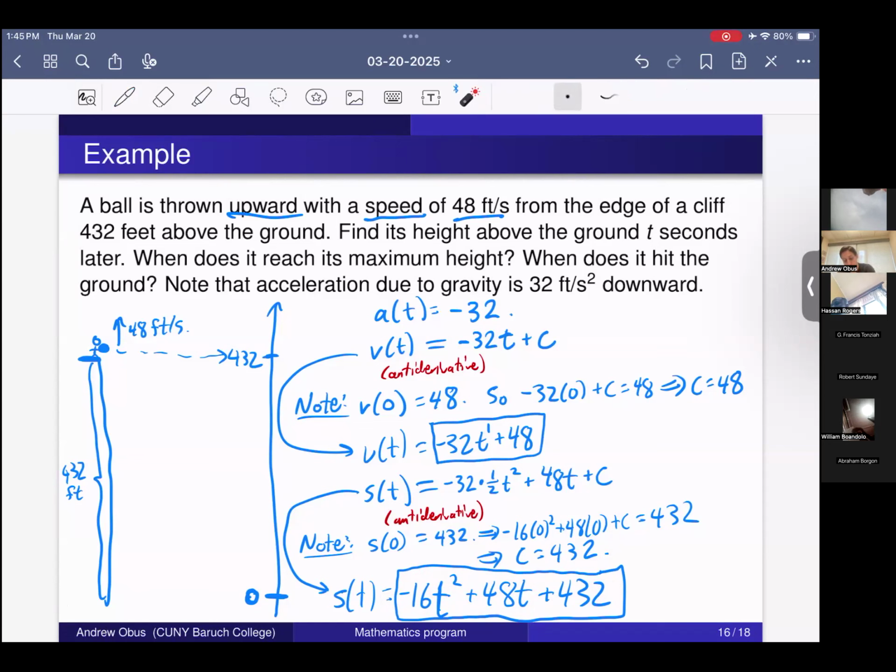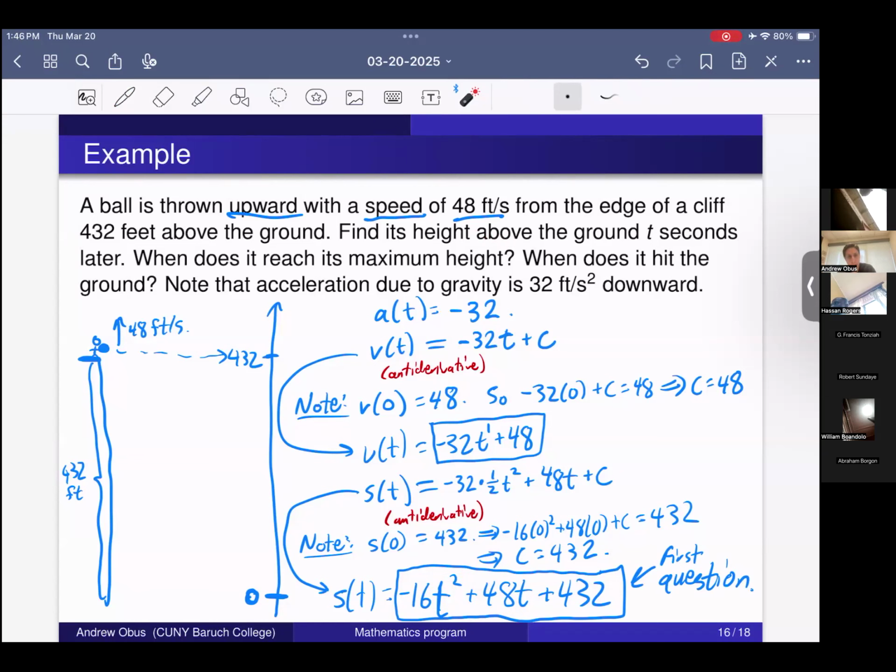So now that we have these two functions, we can answer these questions. When does it hit its maximum height? And find its height above the ground t seconds later. That's the first question, right? The first question is just what is its height after t seconds? That's exactly this position function, negative 16t squared plus 48t plus 432.